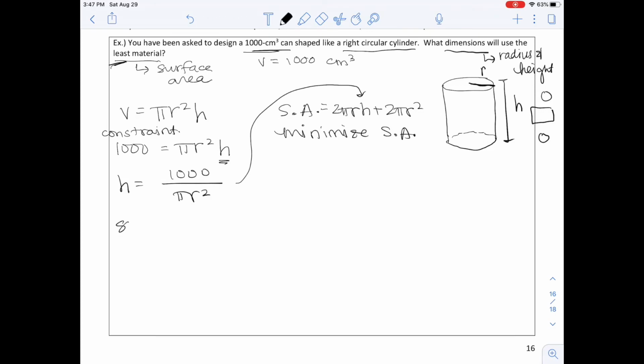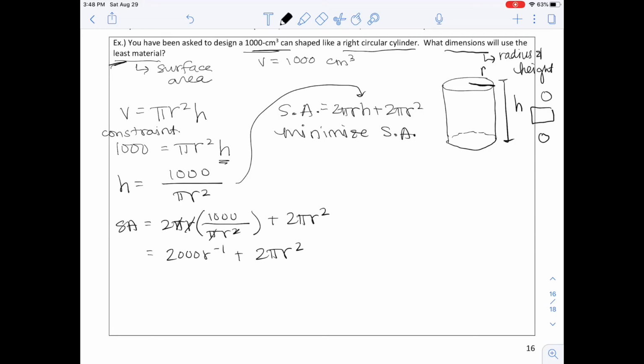So when I do that, I have a surface area of 2 pi r h, and h is 1,000 divided by pi r squared, plus 2 pi r squared. So simplifying this, first one pi would cancel, one of our r's would simplify out also, and we end up with 2,000, 2 times 1,000, and then r to the negative first. And then the second term we have 2 pi r squared.